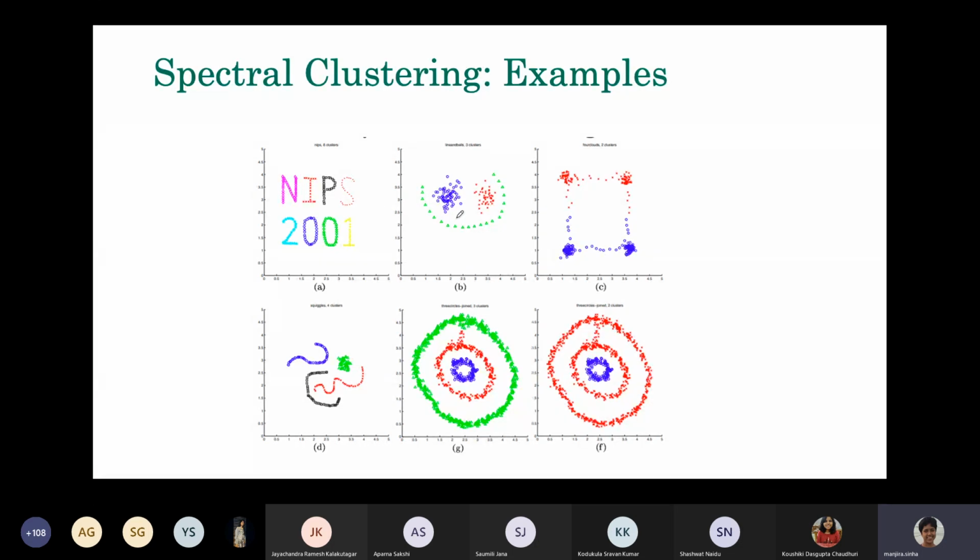This is an example of 3 clusters. Again, this is 2 clusters, but as you can see, based on the structure of the connected component, this is how the 2 clusters are learned. This is an example of how 4 different connected parts can be grouped into clusters, and these are again 3 clusters and 2 clusters. All this does not make any sense unless we know what spectral clustering is.